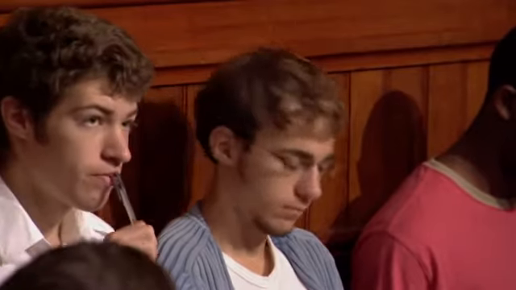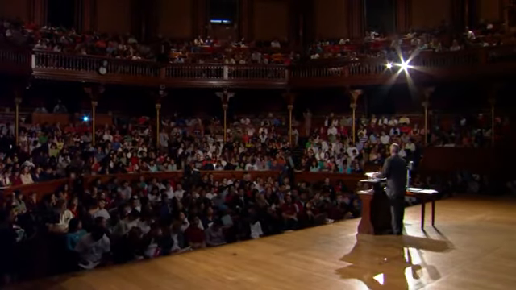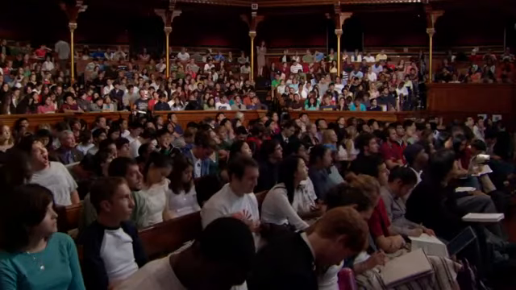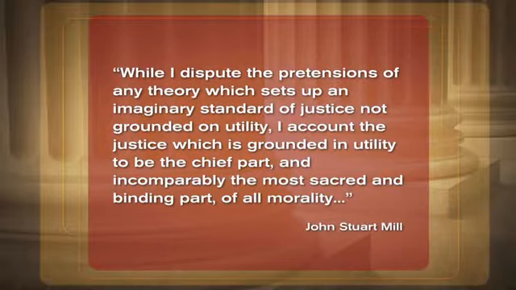What about Mill's attempt to reply to the objection about individual rights? In a way, he uses the same kind of argument. And this comes out in chapter 5. He says, "I dispute the pretensions of any theory which sets up an imaginary standard of justice not grounded on utility," but still he considers justice grounded on utility to be what he calls the chief part and incomparably the most sacred and binding part of all morality.